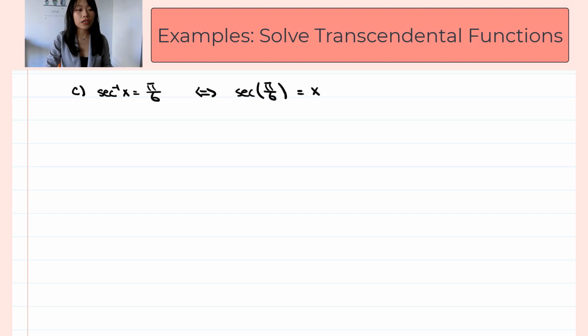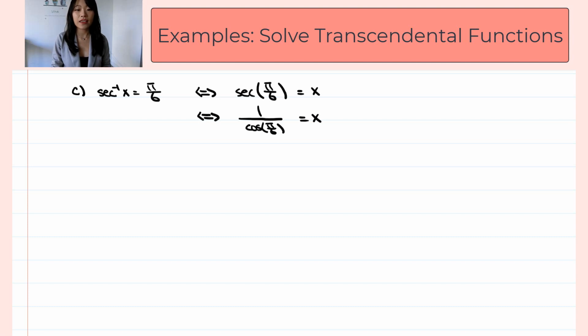And the secant function is the reciprocal of the cosine function. So this is also equivalent to 1 over cosine of pi over 6 equals x. And what's cosine of pi over 6? Now we need the unit circle again.